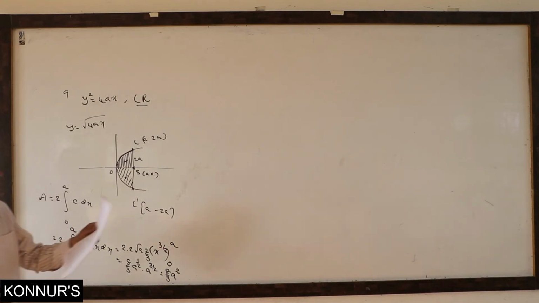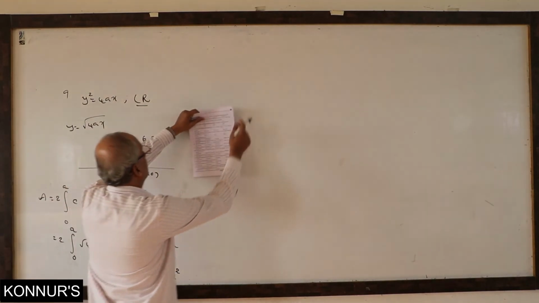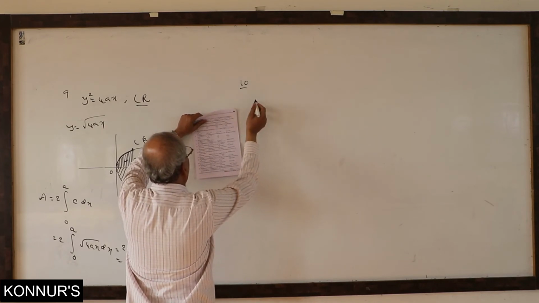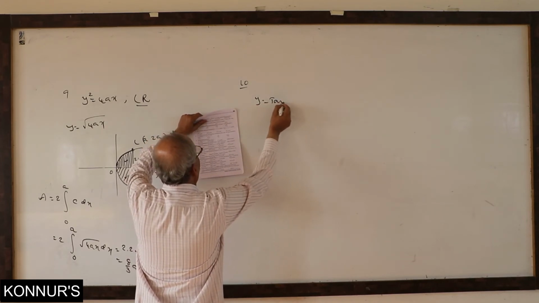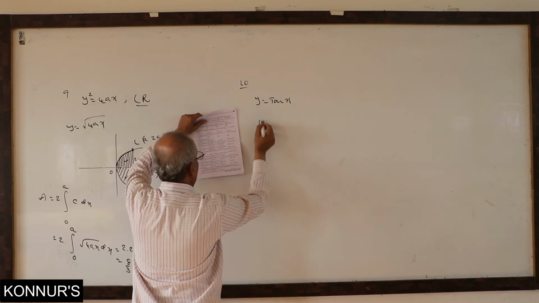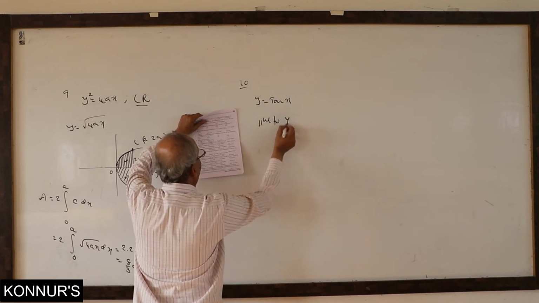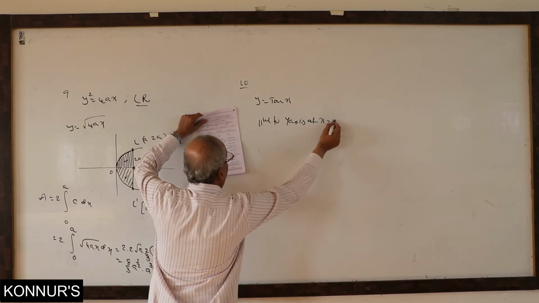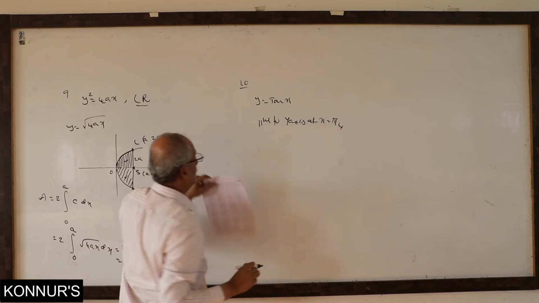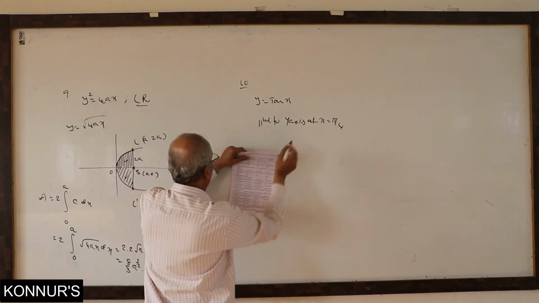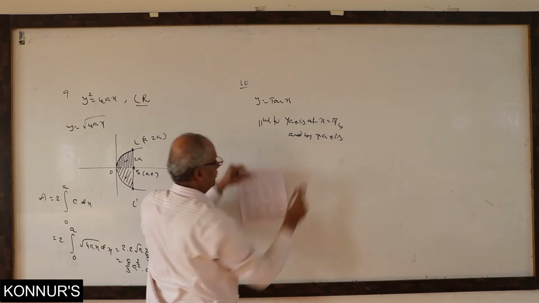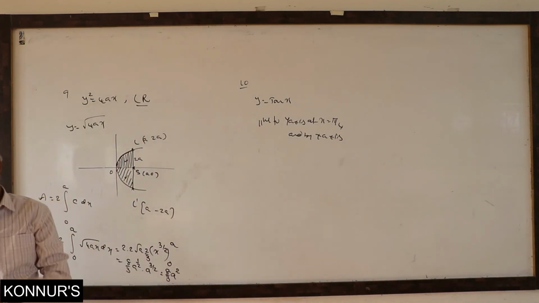Then the 10th is also from graphical. The area bounded by the curve y equal to tan x, a line parallel to the y-axis at x equal to pi by 4, and by the x-axis also mentioned, and by the x-axis, everything is clear. It is the easiest problem. If you know the diagram, then it is very clear.